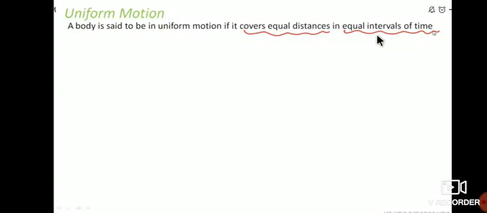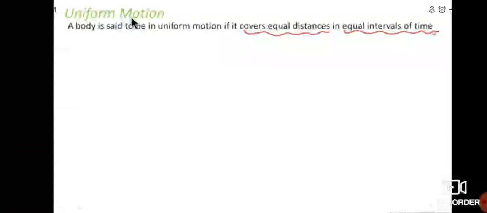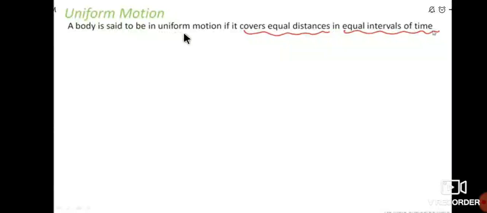That means the body should cover some distance in the first minute, the same distance in the second minute, and the same in the third minute, like this. The body should cover equal distance in equal intervals of time. That is called uniform motion. Don't forget this. They will ask in the examination to define uniform motion. At that time you should write: a body is said to be in uniform motion if it covers equal distance in equal intervals of time.